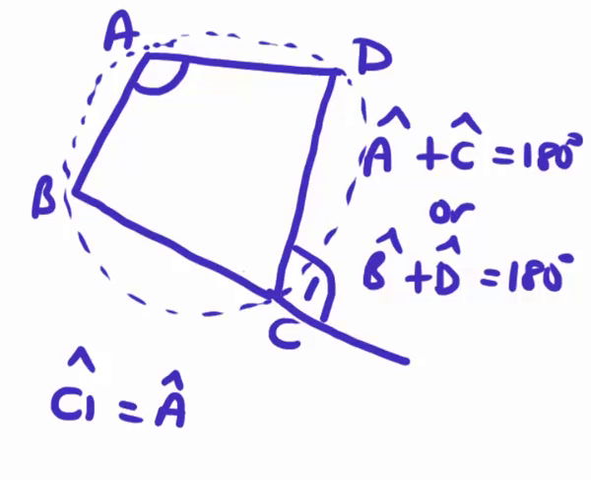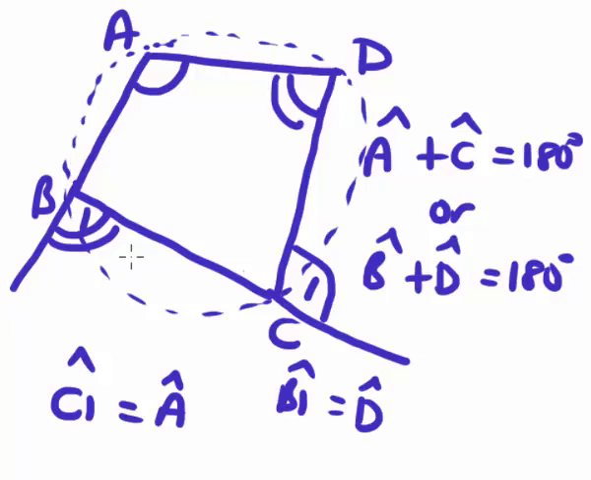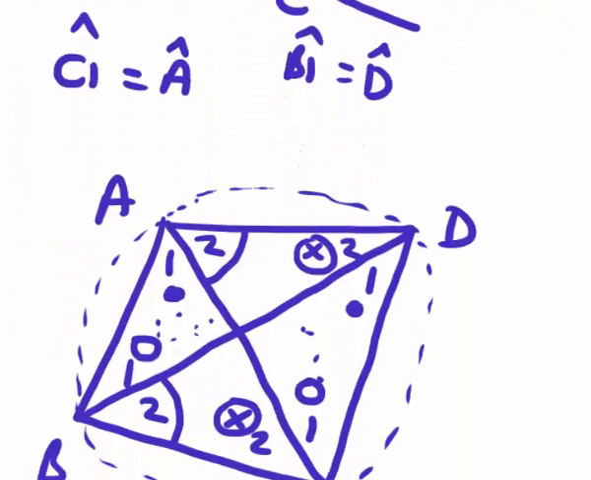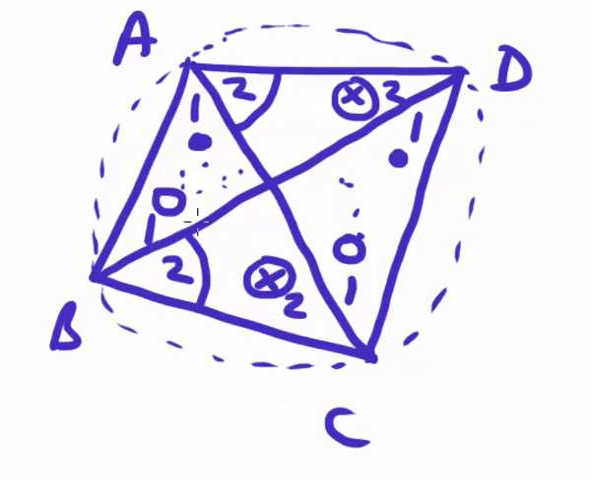And likewise, if you've got the opposite angles adding up to 180, or the exterior angle, it could also be down here, look at that, this angle is equal to that angle. B1 is equal to D. If B1 is D, then the quadrilateral is cyclic, which means a circle can be drawn around it. And likewise, if the angles in the same segments of the quad are equal, then the quadrilateral is itself a cyclic quad.